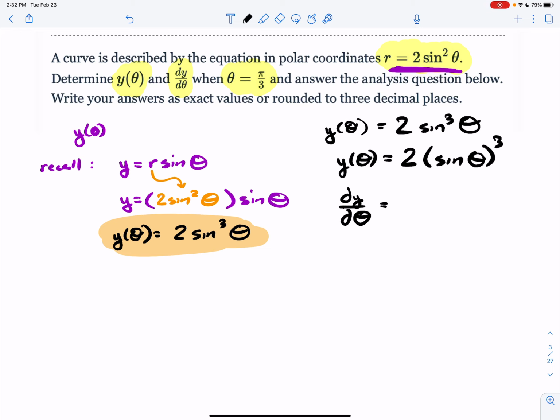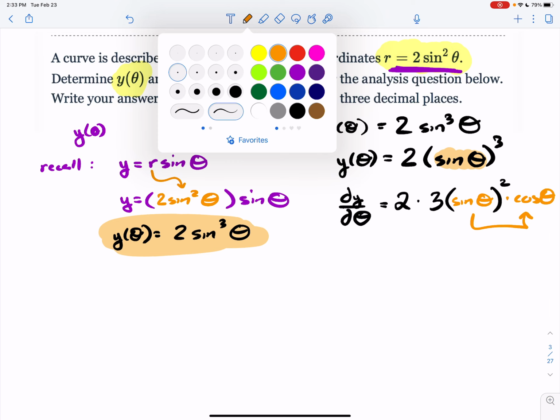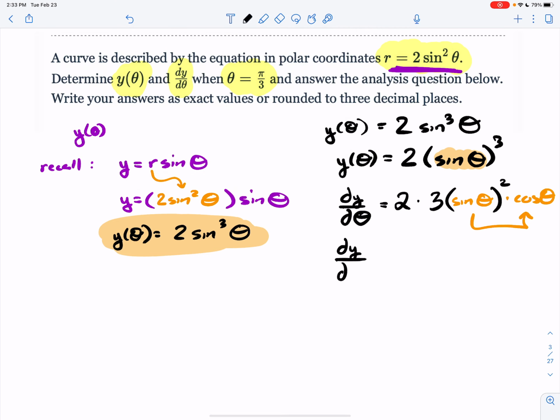Okay, so here to take the derivative, notice how there is a function inside of another function here. So this requires the chain rule. So 2 is just a coefficient. We're going to take the derivative of the outside. That's 3 of something squared of the same inside times the derivative of the inside, which is cosine. Okay, so if I clean that up a little bit, dy d theta is equal to 6 sine squared theta times cosine theta. All right, so here we go. Here's another thing that we'll need to type in.